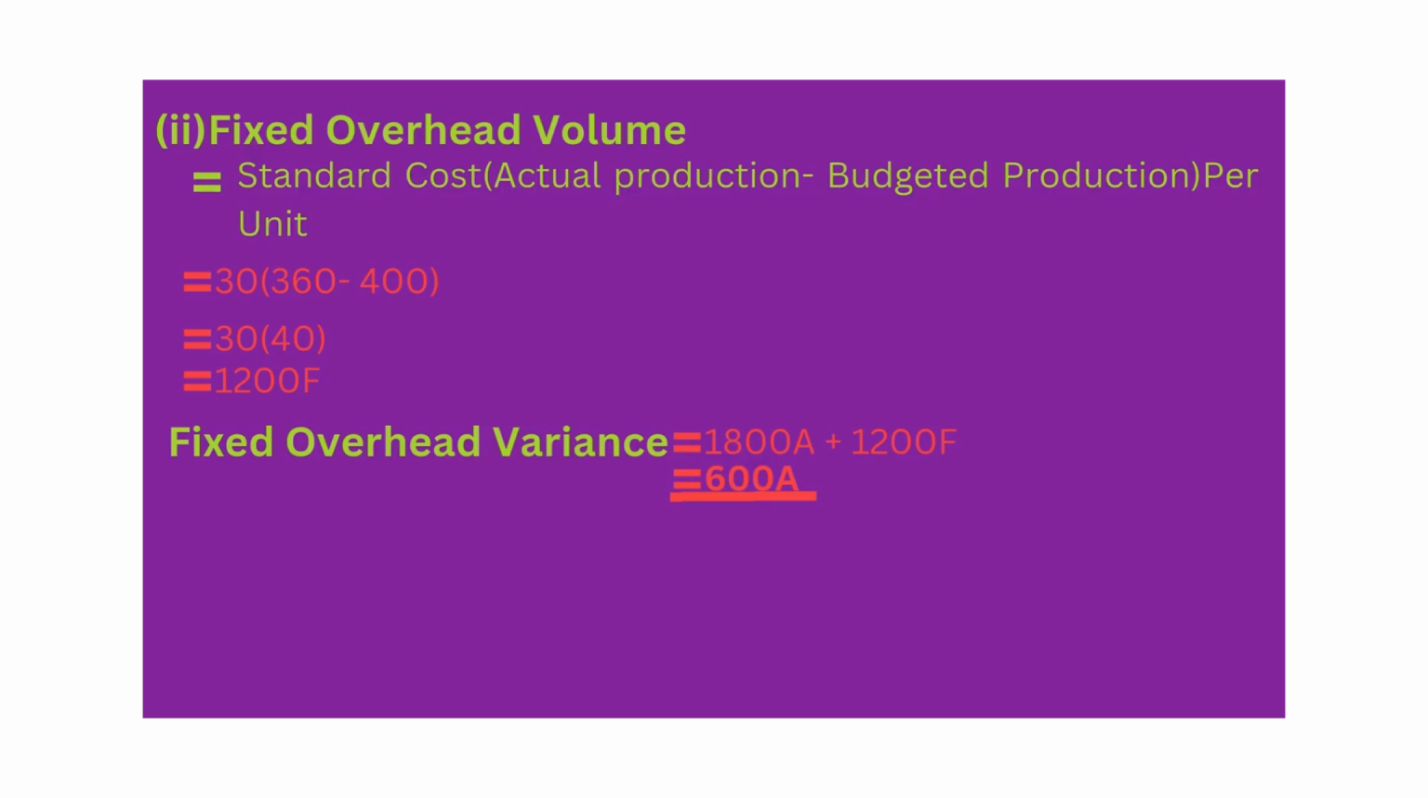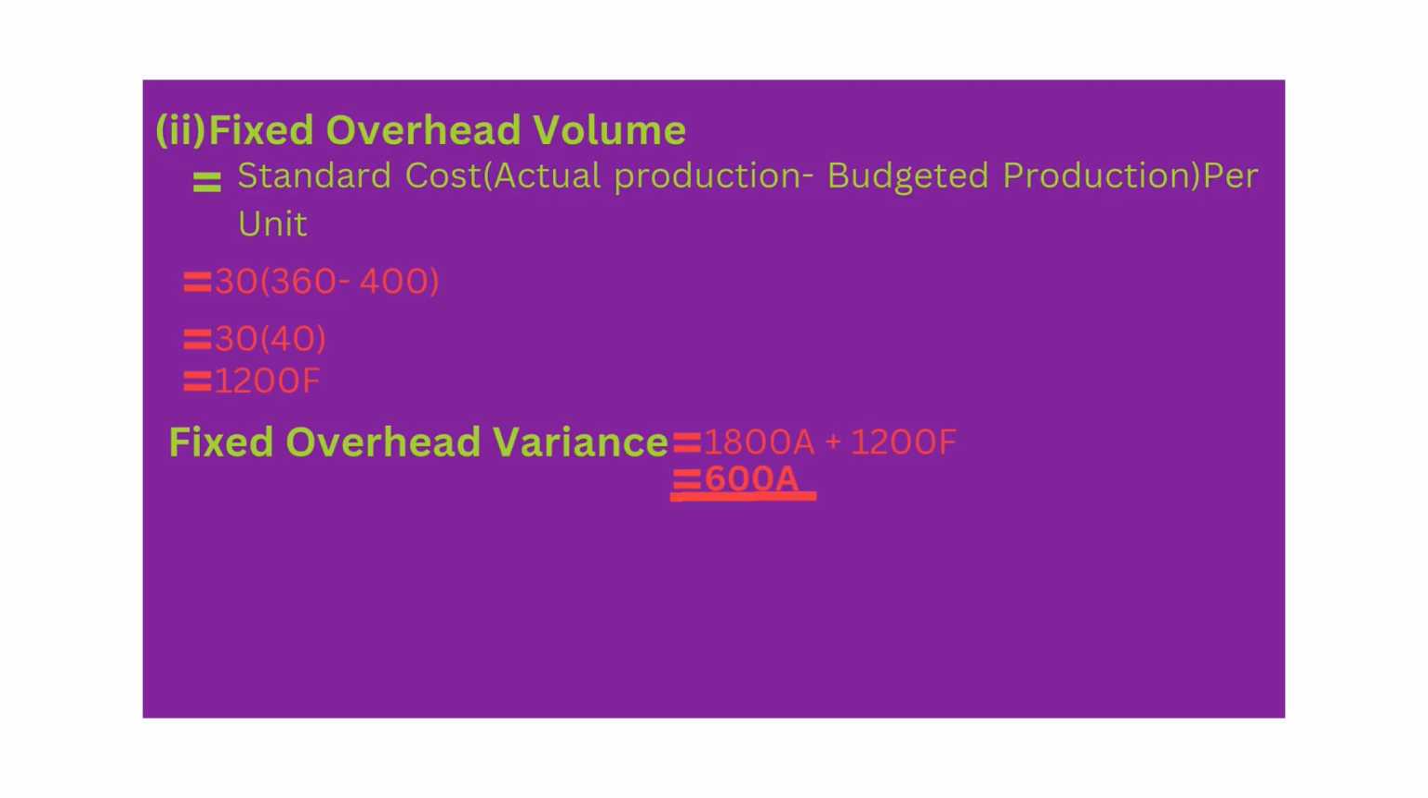So it will be 30 into actual production, 360 units, minus the budgeted production, which is 400 units. So the difference will be 40. So it's 30 multiplied by 40 to get 1,200. And because the standard cost is more than the actual cost, we say that's favorable. So it will be 1,200 favorable.